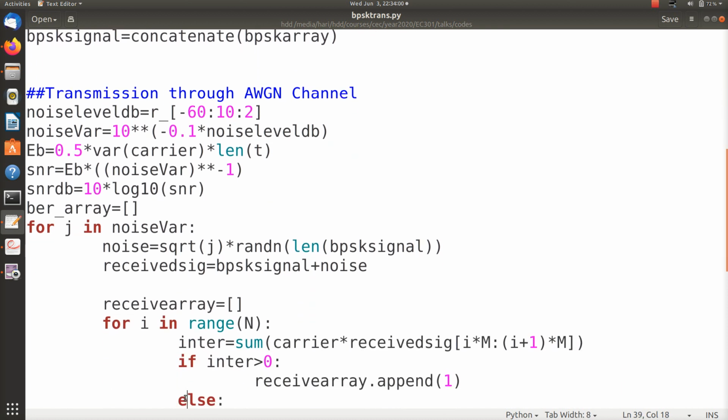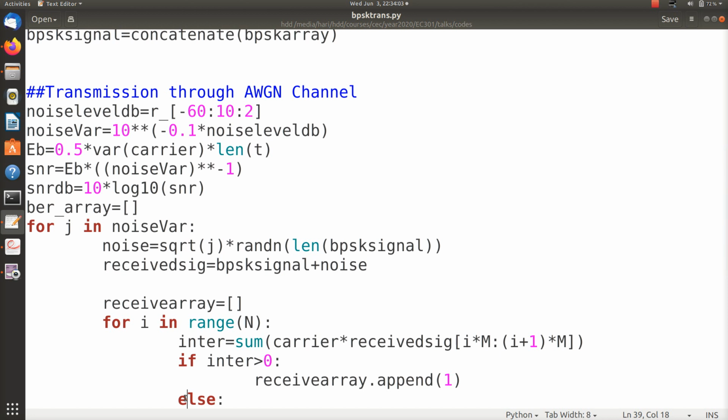Now during every bit interval, I have to integrate and dump and see whether the value is positive or negative. So for that I initialize a blank receiver array, and during one bit interval I compute the coherent integrate and dump. Instead of an integration, I perform a summation here, because these are all discrete values. So this is my locally generated carrier into the received signal for every bit duration.